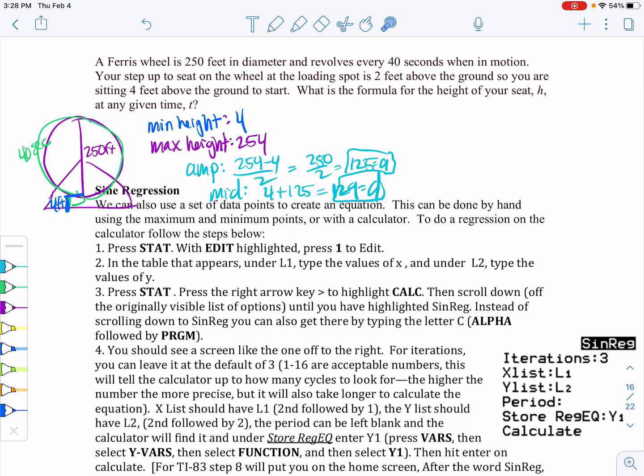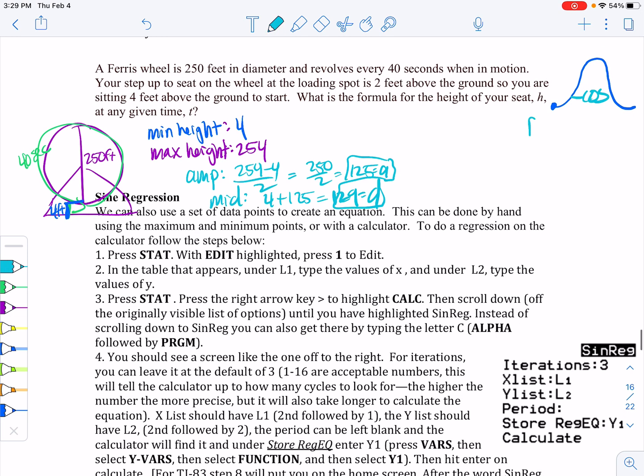Okay. So it takes 40 seconds to go around. Now, if you're thinking about your Ferris wheel, if you're starting at the bottom, then you're going to go up to the top, and then you're going to come back down. So I have made this shape, which is a negative cosine graph. Then I also need to know the period. It takes 40 seconds to go around. The go around is this shape, which is a wavelength or a period. So that means that the period is 40 seconds.